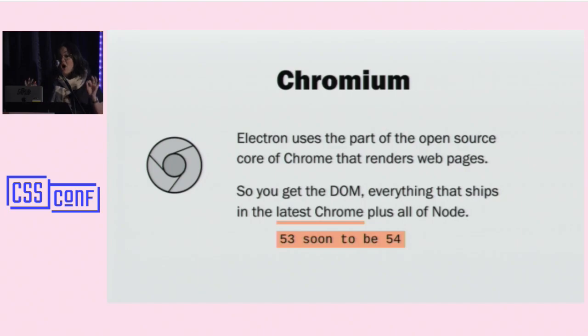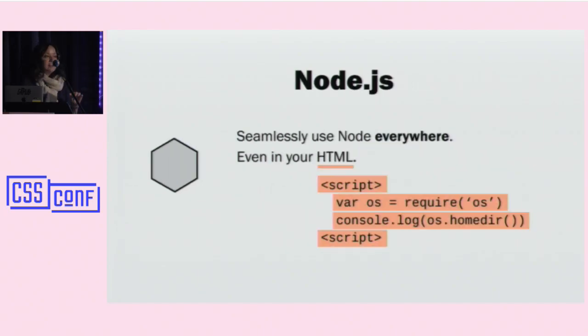And then you get all of Node, and this is the really magic sweet part, is that Node is available everywhere in Electron, even in your HTML. So when you're writing a script tag in your HTML, you just write Node. There's no flag, there's no setting or anything. You just write Node as you would write client-side JavaScript. And so it's cool. You can access the operating system, you can access the file system, and then immediately update the DOM.